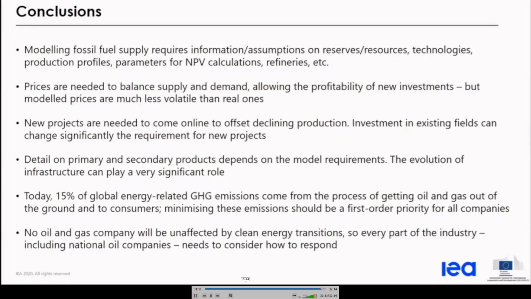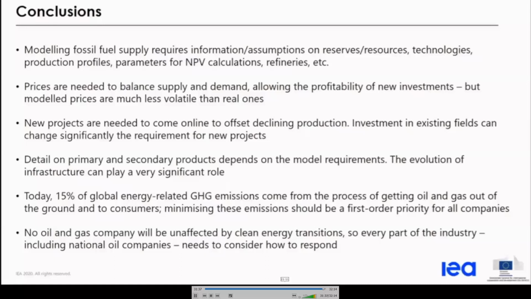New projects are needed to come online to offset declining production, and this is needed in both more sustainable scenarios, such as a sustainable development scenario, and also increasingly then in the stated policy scenario. Detail on primary and secondary products depend on the model requirements. The evolution of infrastructure can play a very significant role in this regard.